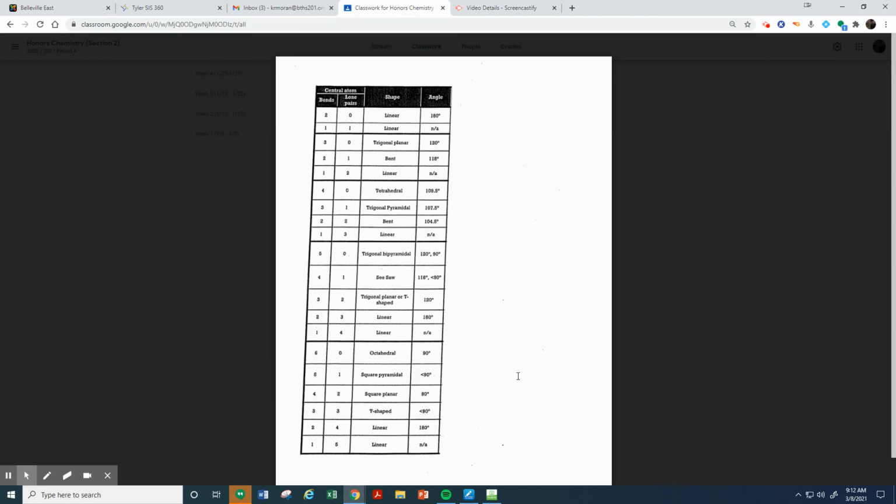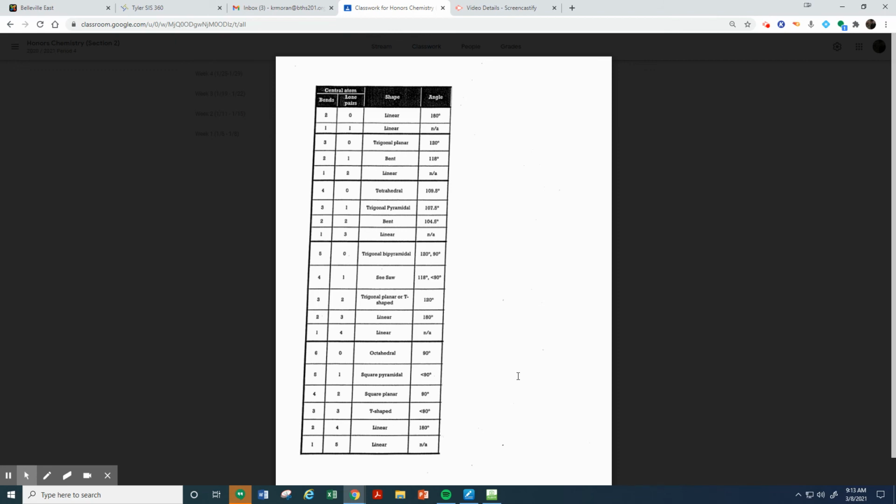6 and 0 is going to be octahedral with 90. And I got a few angles to go back for. So T-shaped has an angle of 120. Linear, this is where we get the weird one. I think 1 and 3 it has NA, so we'll just put NA for that one. And 2 and 2 bent is 104.5.